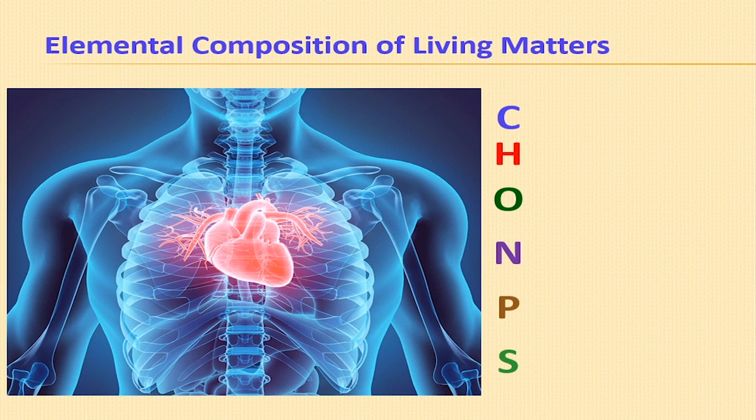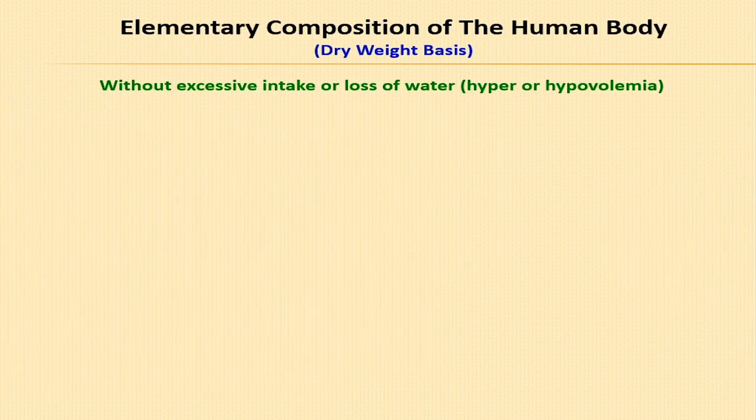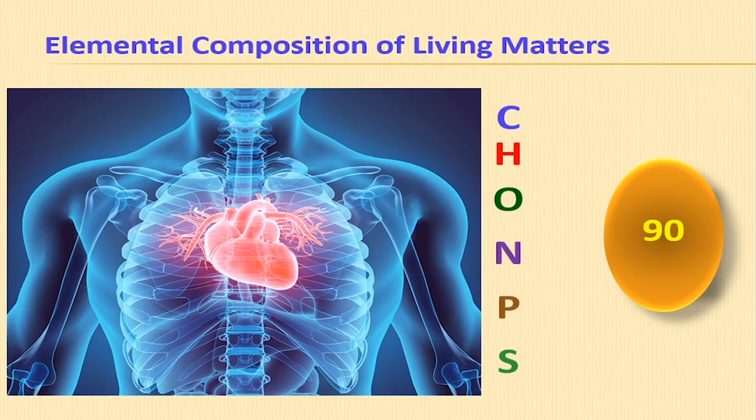The question is, why do we mention only these six elements? The reason is that these six elements in fact make up 90% of the total mass. That is, all the proteins, muscles, tissues, organs, enzymes, bones, cartilage, carbohydrates, amino acids, and so on: almost 90% of the compounds present in the human body are made up of basically these six elements. That's why these six elements have key importance in the human body: carbon, hydrogen, oxygen, nitrogen, phosphorus, and sulfur.